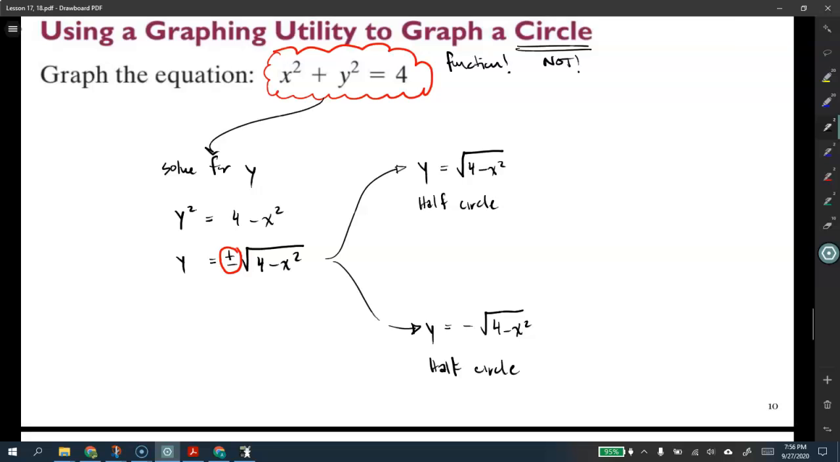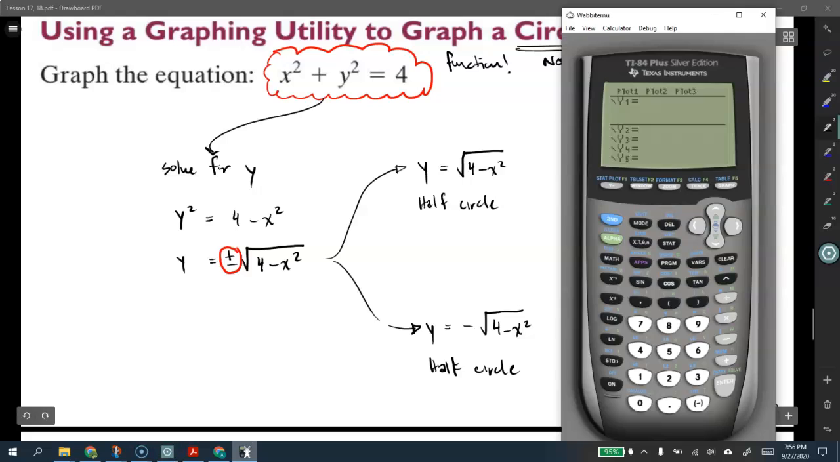All right, so here we go. We're going to pick up our calculator, and in the top of the calculator I'm going to type in the square root of 4 minus x squared. And then in the bottom one, I'll type in negative the square root of 4 minus x squared, like that, okay? And again, you want to zoom to a window that's understandable.